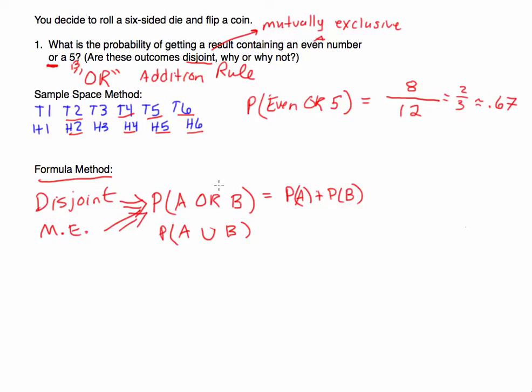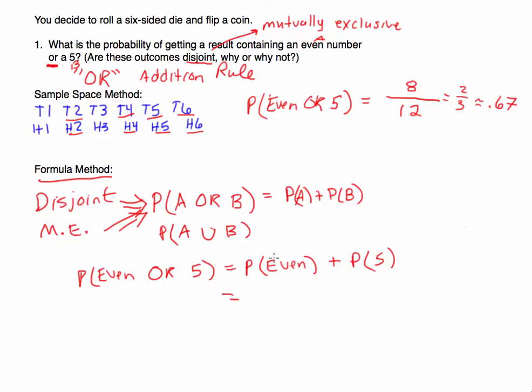So if we know that there's no overlap between them, then I can just find each one separately and add them together. So if I'm looking for the probability of even or the probability that I get a 5, I know they are mutually exclusive. That means I can find each one separately and add them together. So I can find each one of these separately.